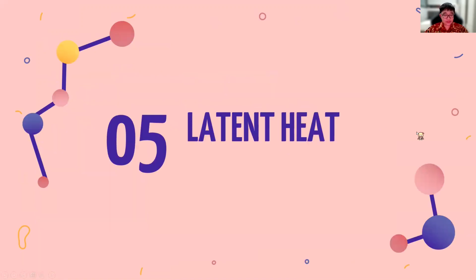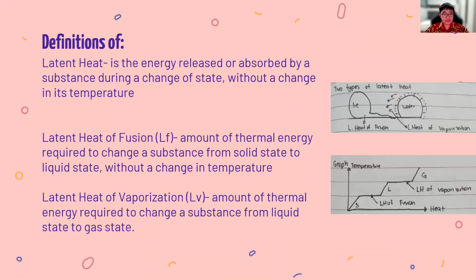For the last one, we have latent heat. The definition of latent heat is the energy released or absorbed by a substance during a change of state without a change in its temperature. The latent heat of fusion is the amount of thermal energy required to change a substance from solid state to liquid state without a change in its temperature. The latent heat of vaporization is the amount of thermal energy required to change a substance from liquid state to gas state.